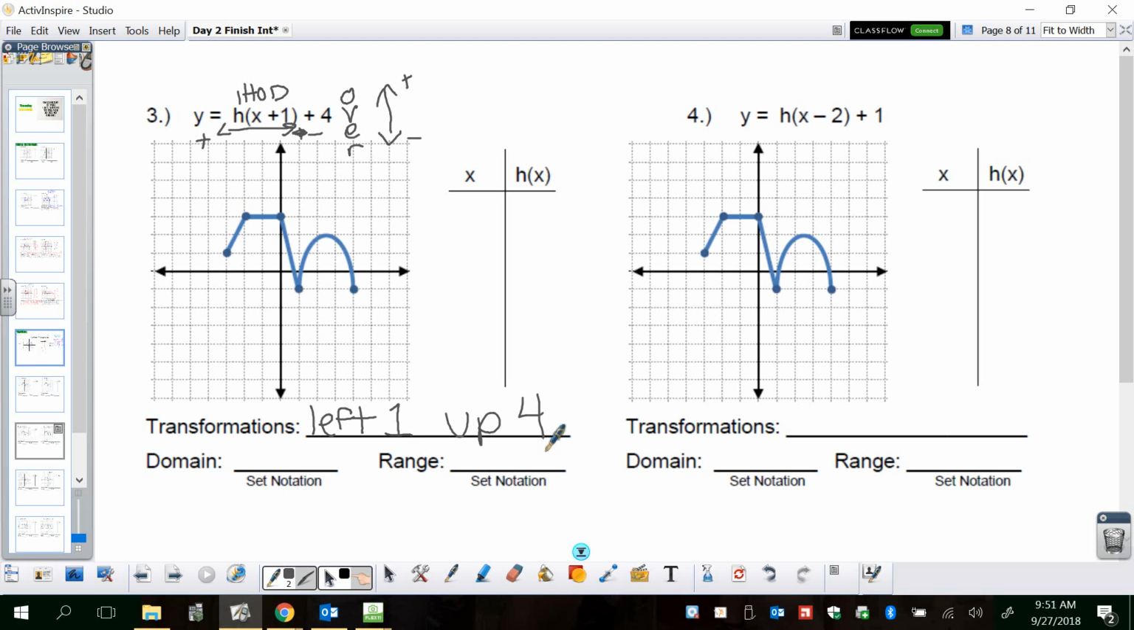So we're doing 2 changes. Does that make sense? Because there's 2 changes to our h of x. So let's look. I'm going to take every point and I'm going to go left 1, up 1, 2, 3, 4. Does that make sense? Do y'all see what I'm saying? Left 1, up 4, every point.